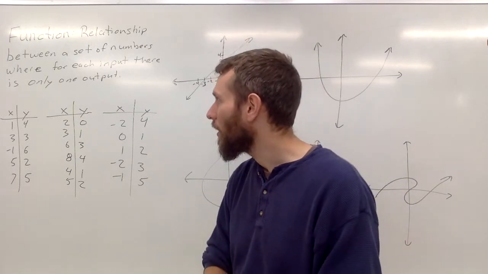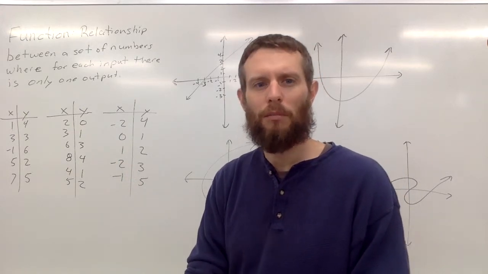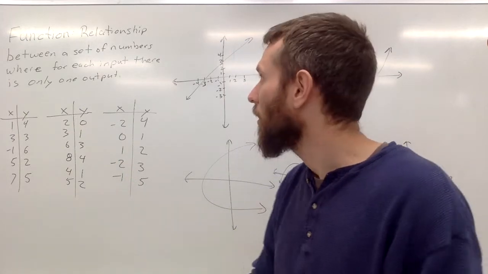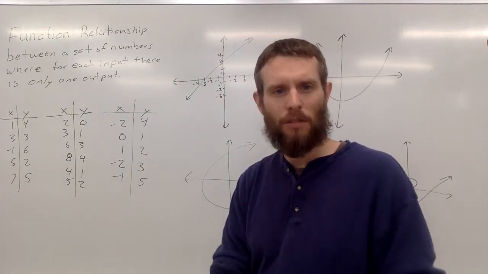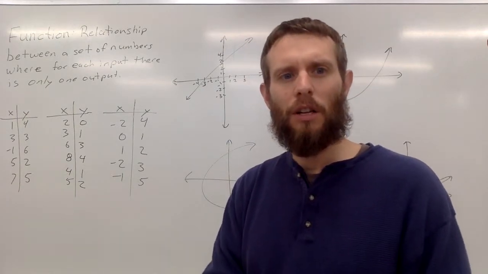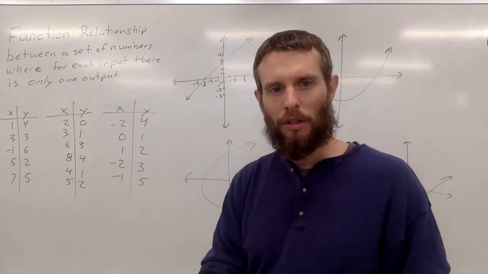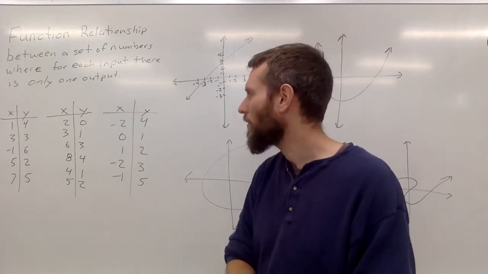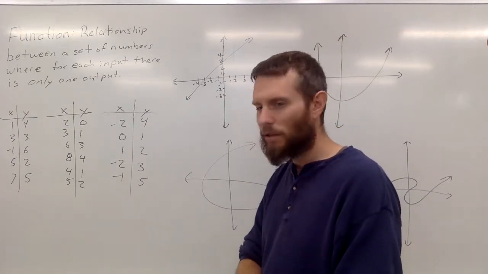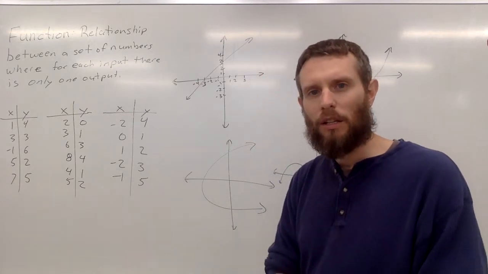So if you look, I have just kind of a working definition. It might not be the textbook definition, but this is good enough for us, especially for linear functions. It says: the relationship between a set of numbers where for each input there's only one output. We'll look at a few tables and then a few graphs and see what this looks like. And along the way we'll also determine the domain and the range.